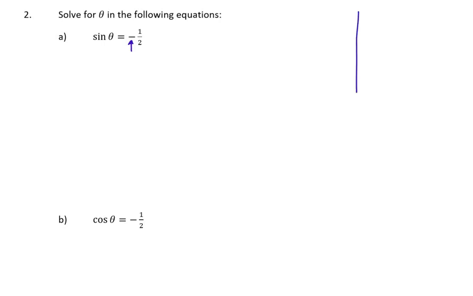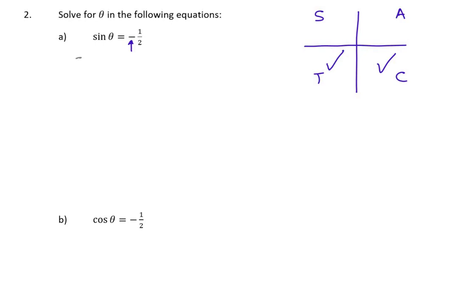So let's have a look at the first one. Sine of theta is negative half, and purely because of what I did in the first question, I already know the answers. But let's have a look. All stations to Cape Town. Where is sine negative? Sine is negative in quadrants 3 and 4. Now, how do I get my calculator to find those? And here's the beauty. You don't have to worry. Your calculator is clever enough to do it for you.